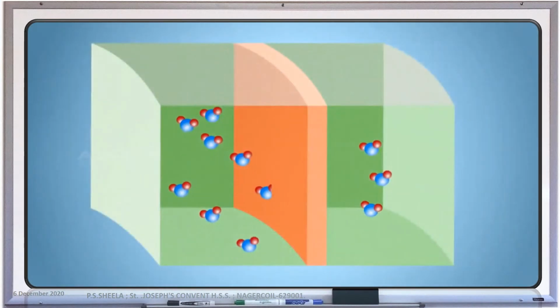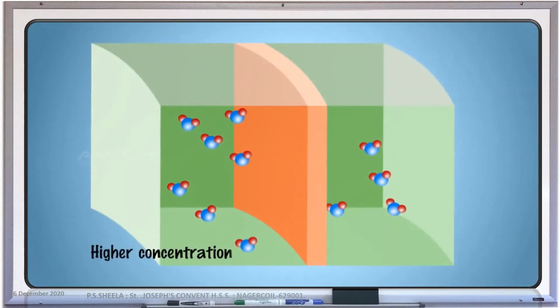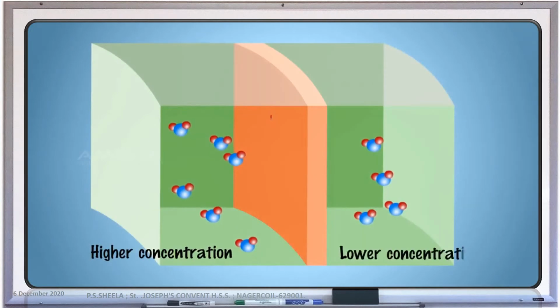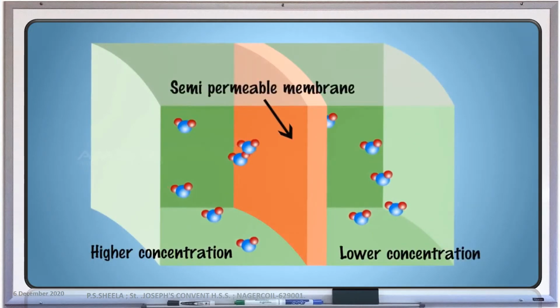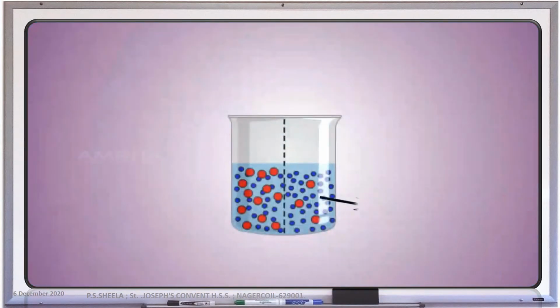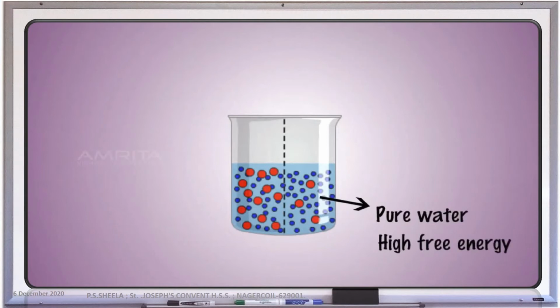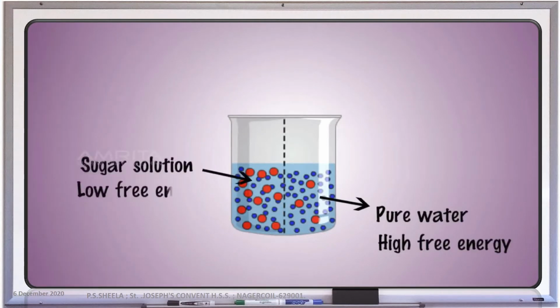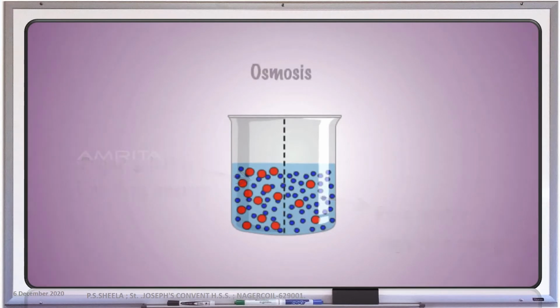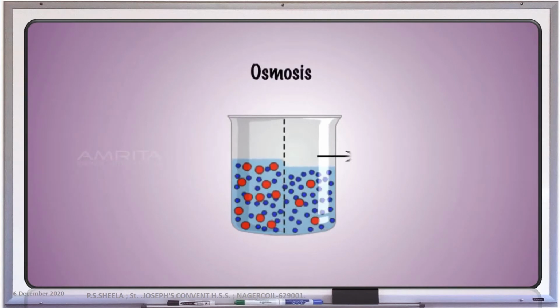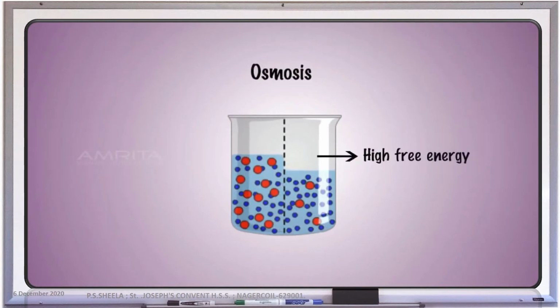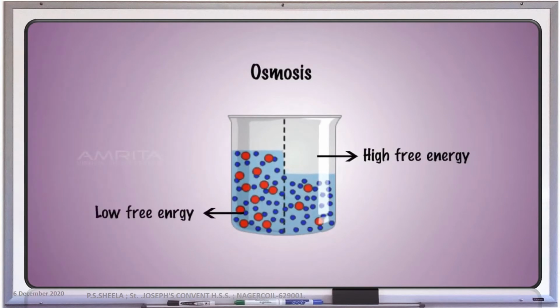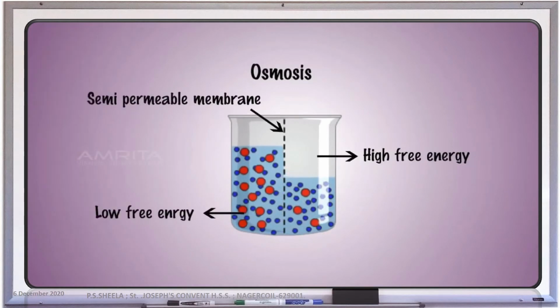Osmosis is the process by which fluids move from a region of higher concentration to a region of lower concentration through a semi-permeable membrane. Osmosis occurs due to the free energy of the solvent molecule in two regions. The free energy of the solvent or pure water is greater as compared to that present in the solution. So when osmosis occurs, the solvent moves from a region of its high free energy to a region of its low free energy through a semi-permeable membrane.